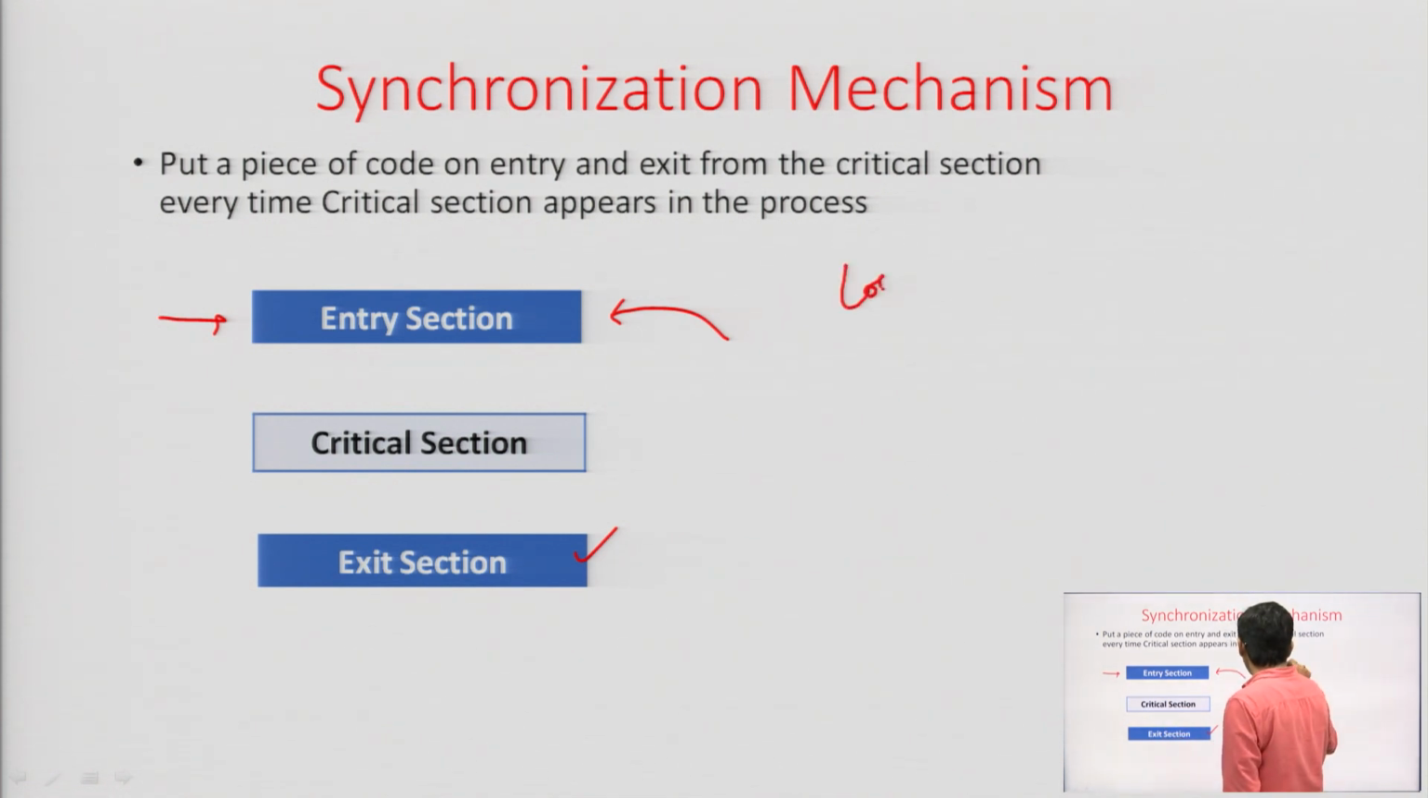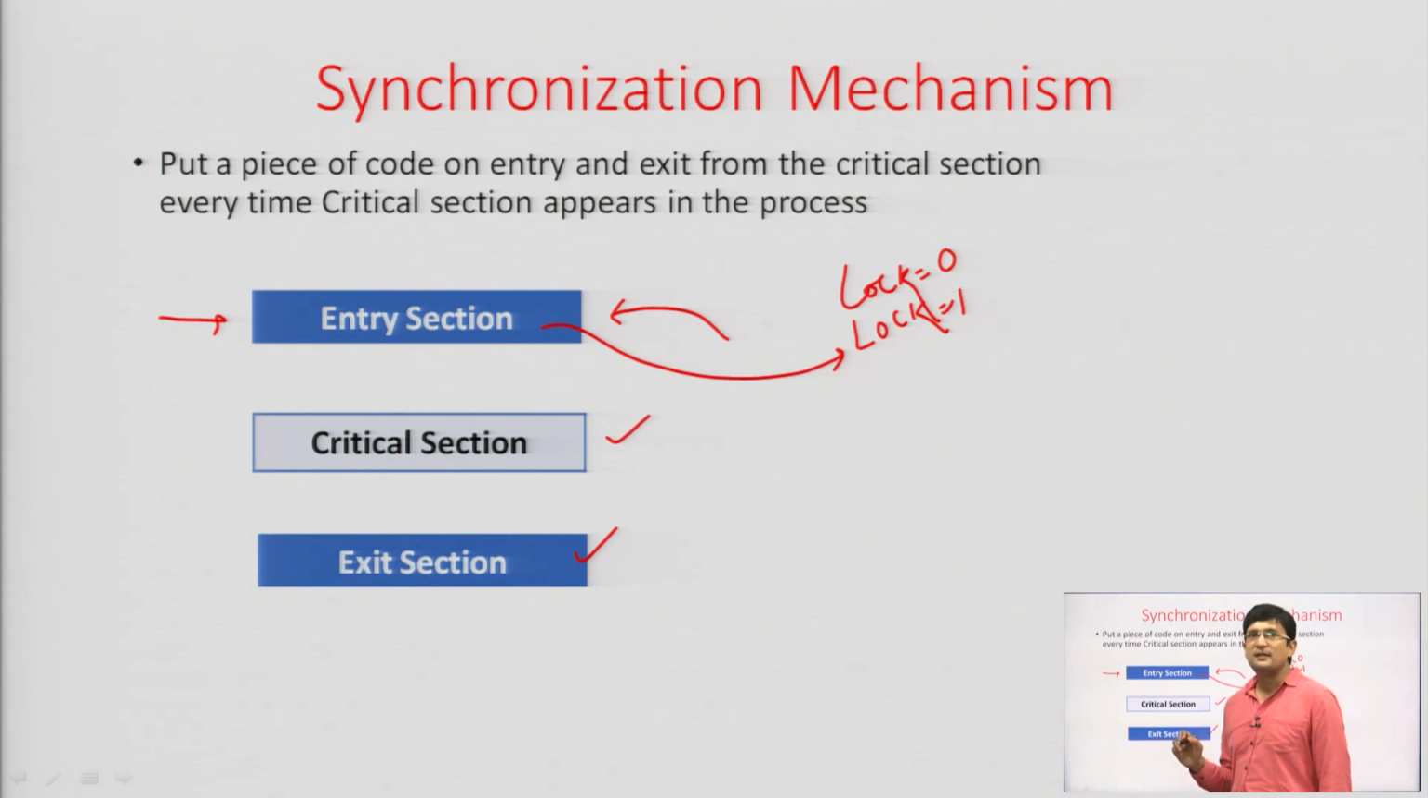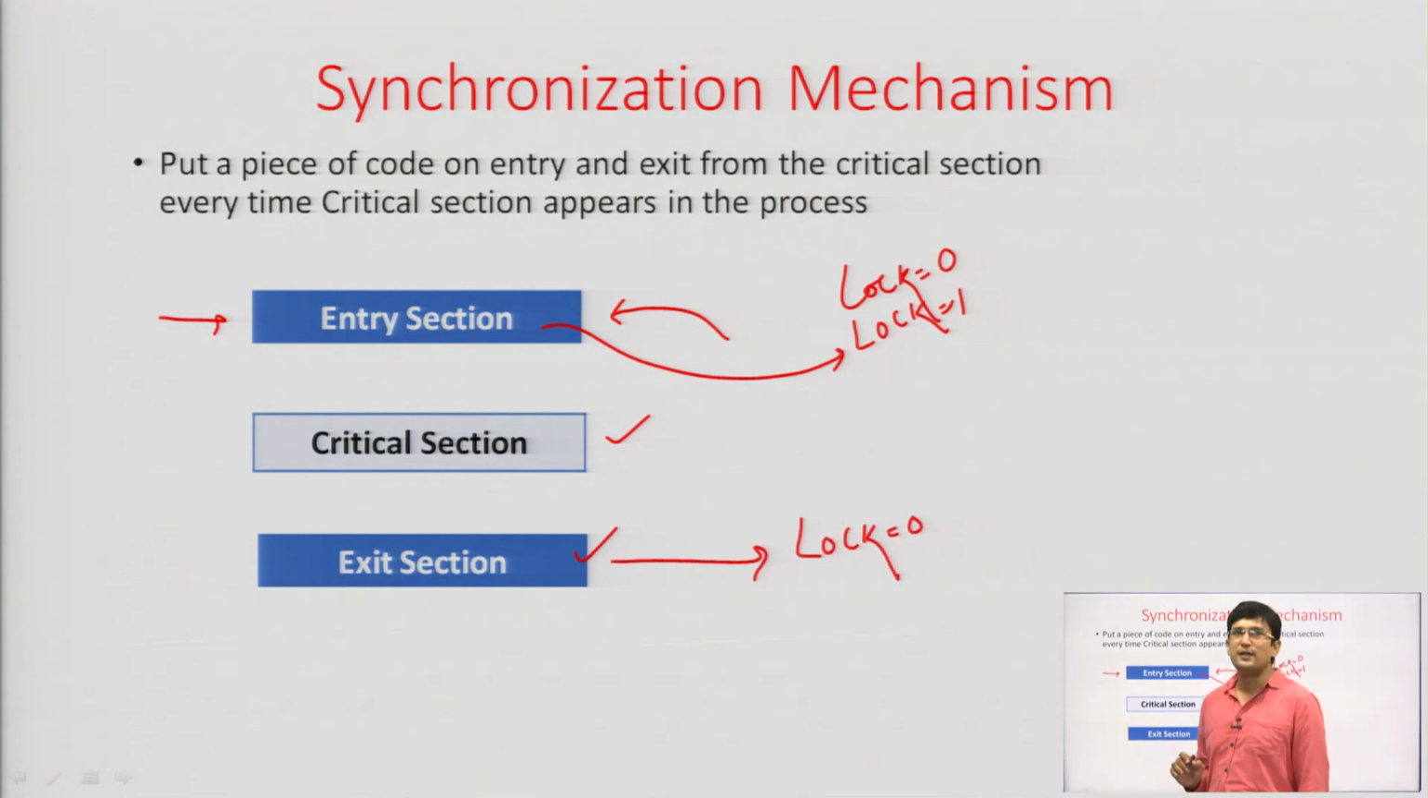For example, if you are taking a lock variable, if the lock value is 0, it means entry to the critical section is allowed, but before entering the critical section, the lock is set to 1. So, lock is set to 1 in the entry section, and the critical section execution takes place. After that, when critical section execution completes, the exit section sets the value of lock again to 0, such that another process which wants to enter the critical section may find the lock variable as 0.